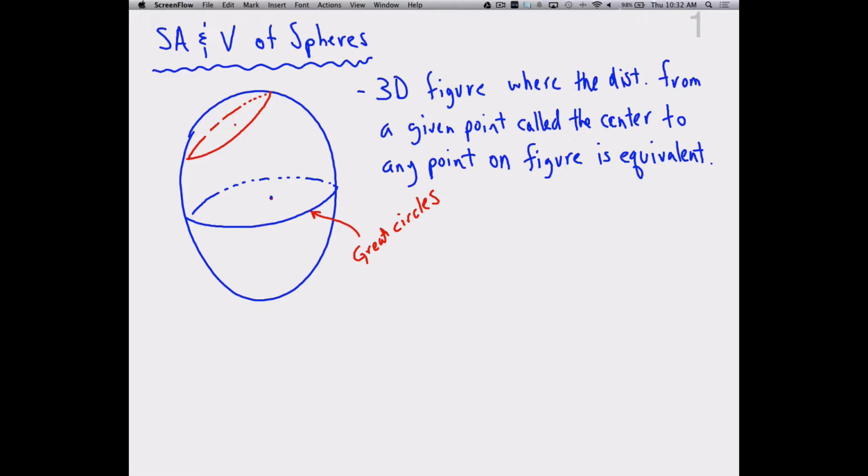Those are incredibly important for a couple reasons. Number one, they're the largest circle that you can get as a cross section. But number two, if you pick any two points on a sphere, the great circle represents the shortest distance between those two points.